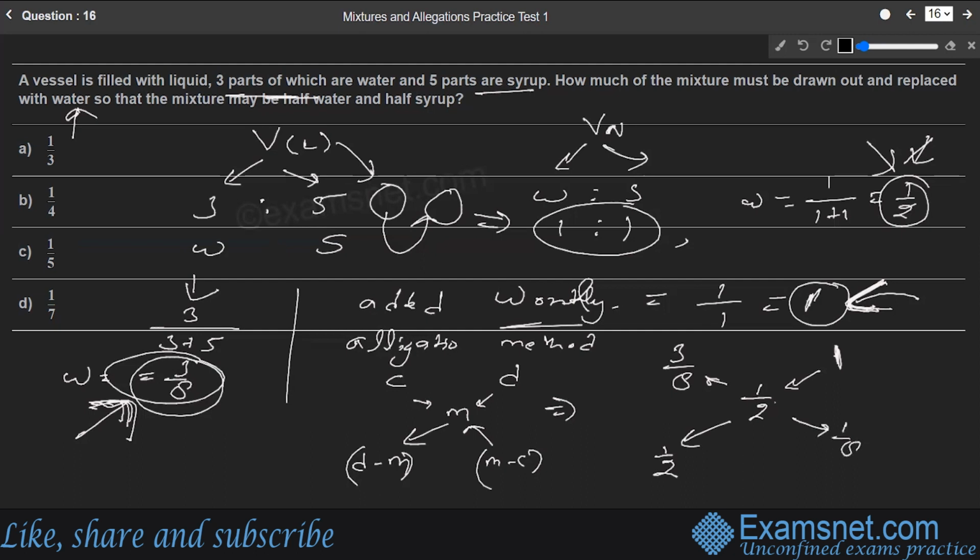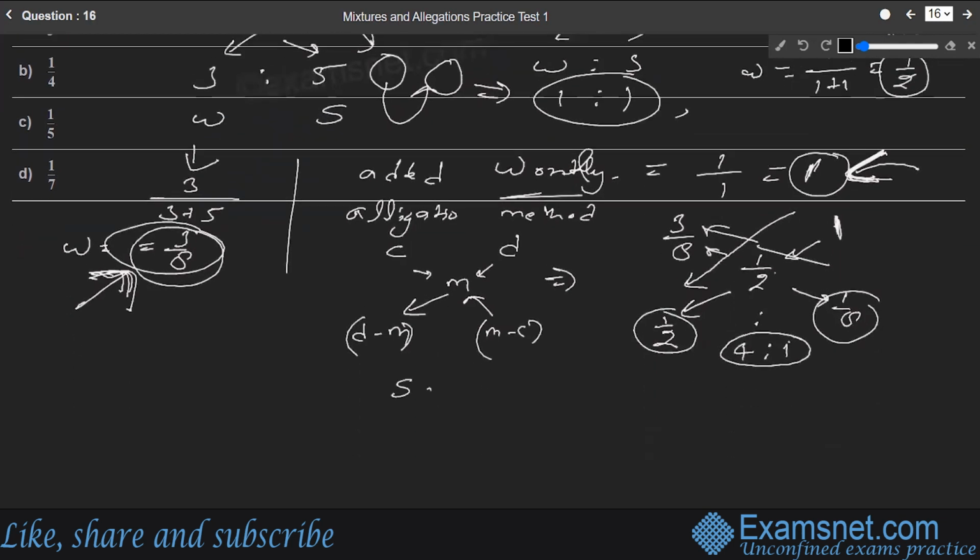So these two values have come. This 1 by 2 has come by subtracting 1 minus 1 by 2, and this 1 by 8 has come by subtracting 1 by 2 minus 3 by 8. So this should be the ratio, and 1 by 2 is to 1 by 8 is nothing but 4 is to 1. So this should be the ultimate ratio of the water to be mixed with the original mixture that we have. As it suggests, there are total 5 parts, 4 plus 1, in which 1 part should be replaced.